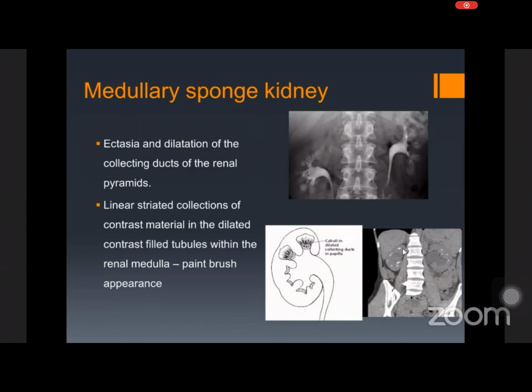So this leads to medullary nephrocalcinosis. Here we see bilateral pyramidal calcification. This is a CT image showing bilateral medullary pyramidal calcifications, which is typical of medullary nephrocalcinosis.